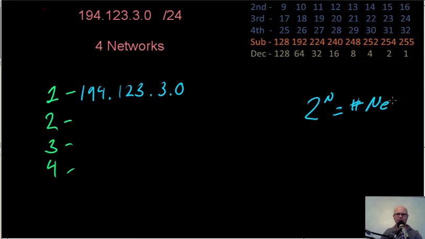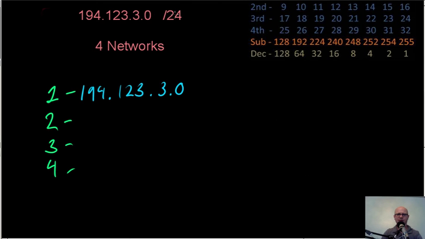Not number of nets, right? Where n is the number of borrowed bits. So 2 to the 1 is going to give us 2. That won't do, that's just going to split it in half. 2 to the 2 is going to give us 4, so that'll work. So we need to borrow 2 bits. 2 bits need to be borrowed from that subnet mask.